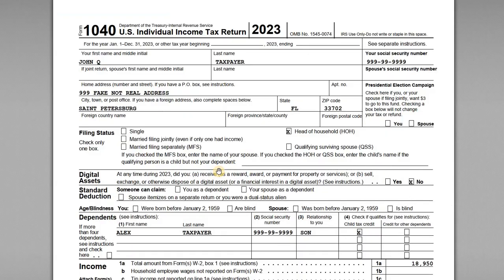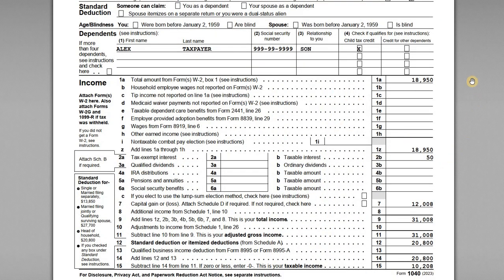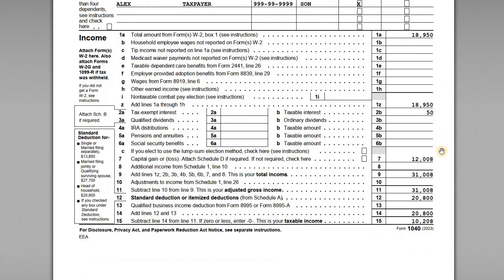So if we have a look at his return here, try to get a sense of what these numbers look like. So we've got page 1 of his 1040. We've got his earned income up here, the W-2 wages, $18,950. And then we've got his interest income and then the capital gains on the sale of the stock. So his earned income and his total AGI, generally that would put him well within the ranges to be able to get an earned income credit amount. But what we'll find is the investment income excess amounts basically make him ineligible for this credit.